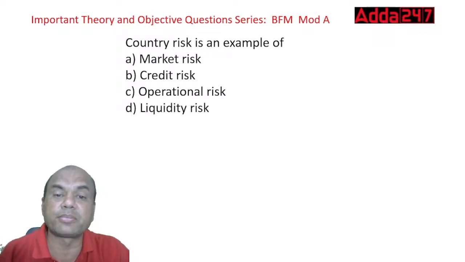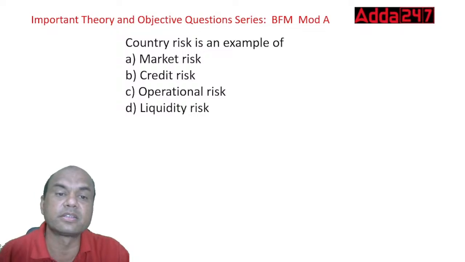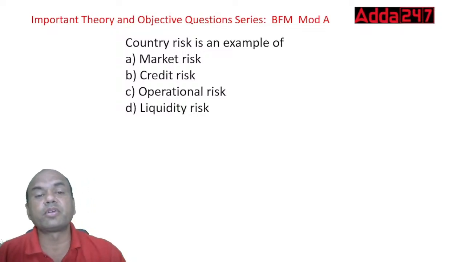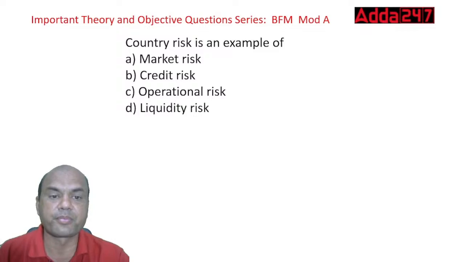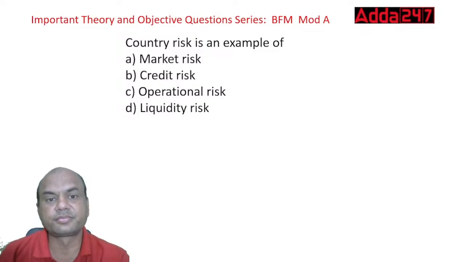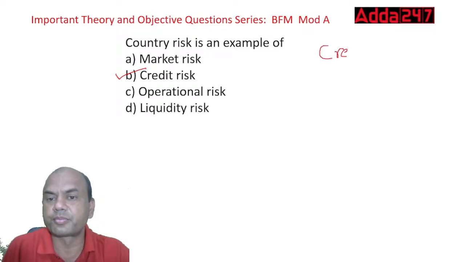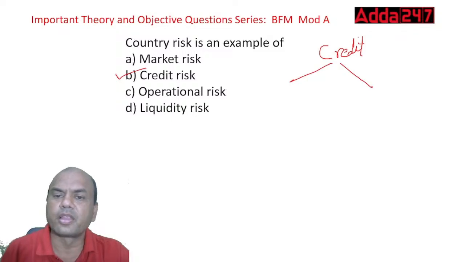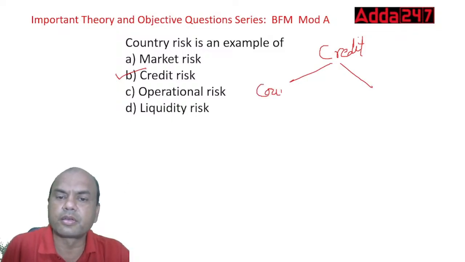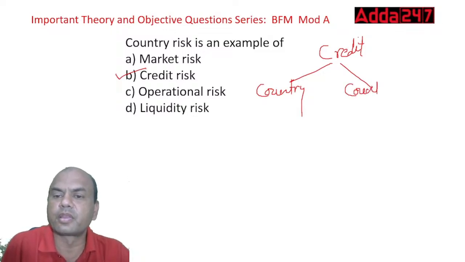Country risk is an example of market risk, credit risk, operational risk, and liquidity risk. So country risk is an example of what? Yeah, it is credit. Okay, remember credit risk is of two types. Credit mainly. There can be various types, but mainly two types. Okay, one is country and second is counterparty.